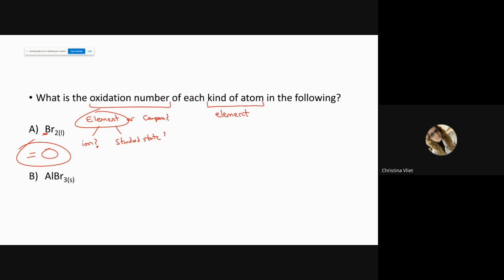Oxidation number of bromine is 0, meaning it has not gained electrons, it has not lost electrons, it just has the amount of electrons it has. It has not given or transferred electrons to any other element, officially or unofficially. Let's take a look at B.